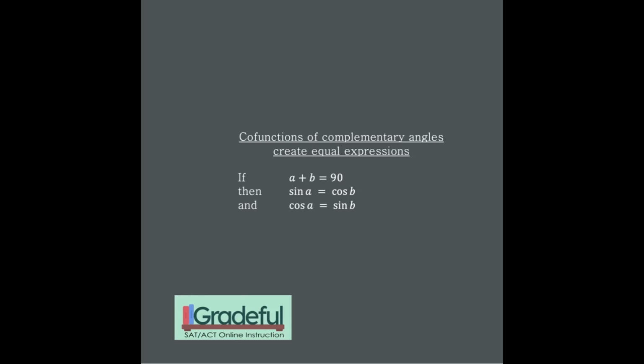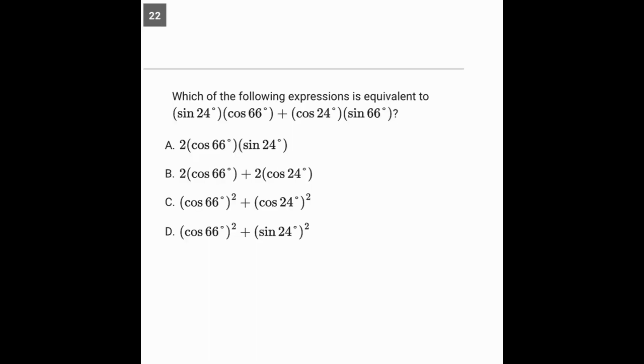Now, what it means in maybe an easier way than that is if you have two angles that add up to 90, then the sine of one of them always equals the cosine of the other one. And it's interchangeable. So I can say sine of A equals cosine of B, or cosine of A equals sine of B. So what does that mean for us here? Well, 24 and 66, those numbers do add up to 90. And so the sine of one of those angles equals the cosine of the other angle.